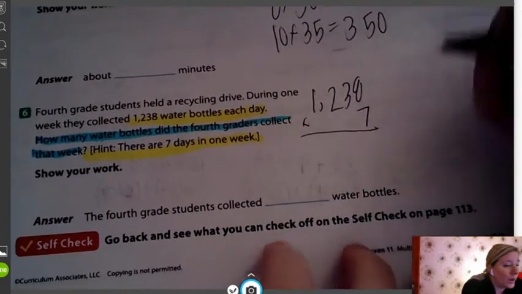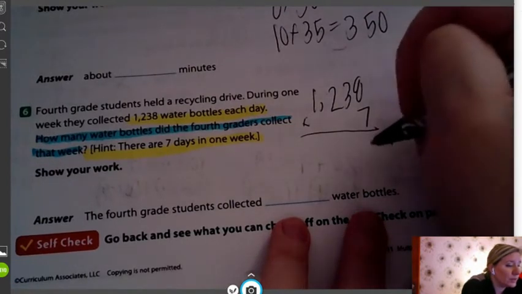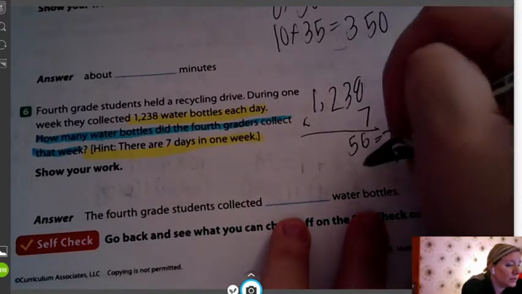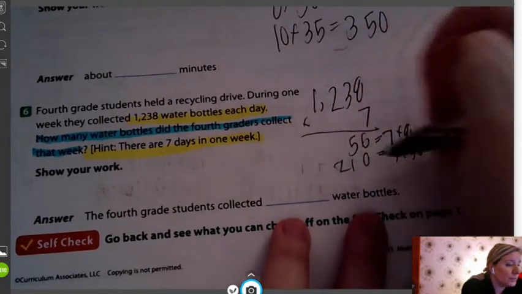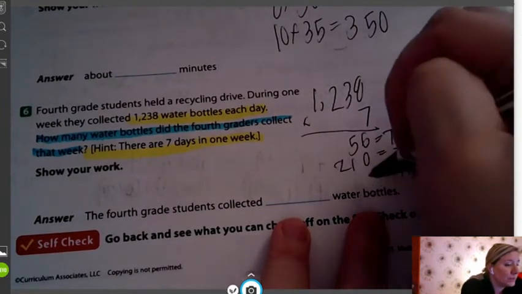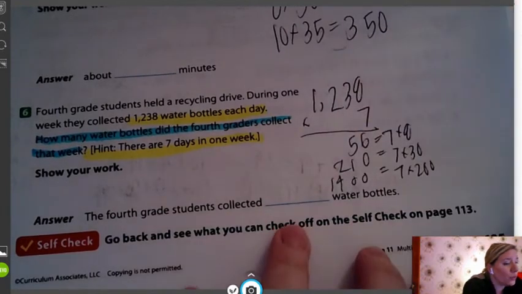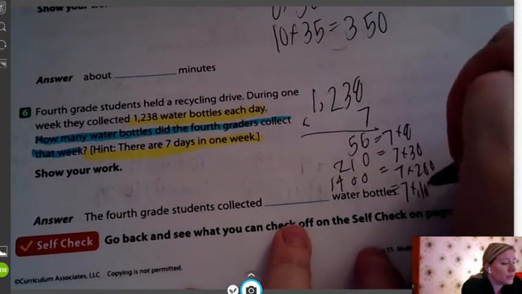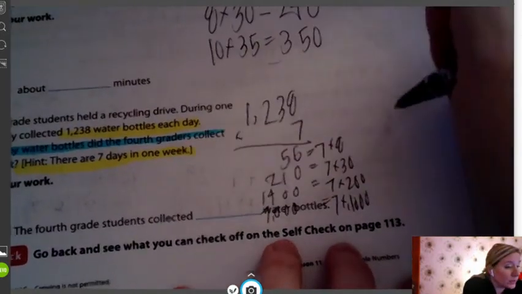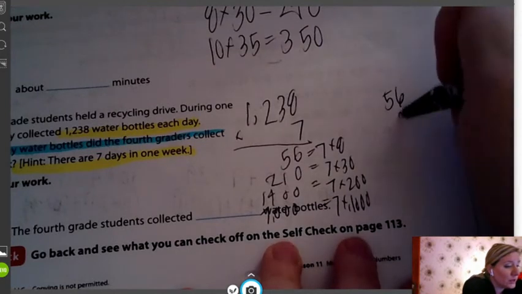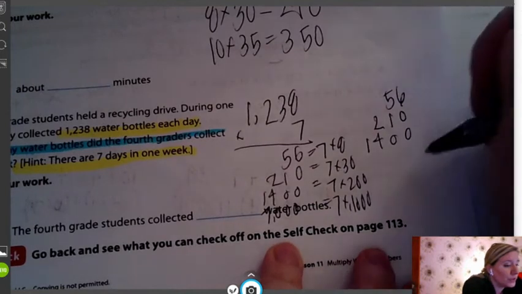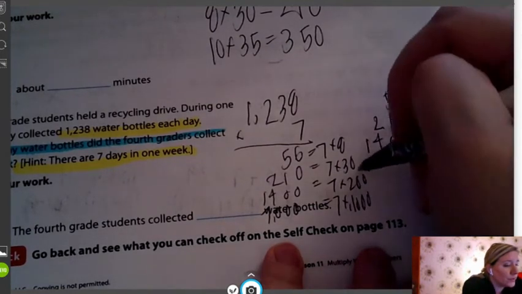Okay, so I know that 7 times 8 is 56, and 7 times 30 is 210, and 7 times 200 is 1,400, put my 2 zeros in and my 1 4, and then 7 times 1,000 is 7,000. Just for the sake of having space, I'm going to rewrite that over here. So I have 56, I have 210, I have 1,400, and then I had 7,000.